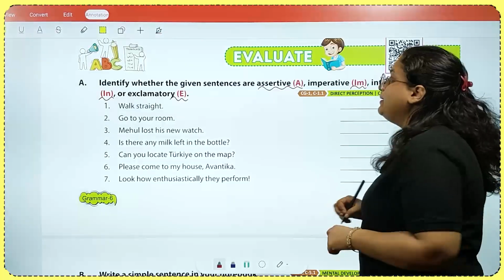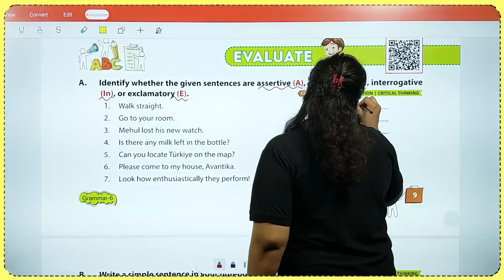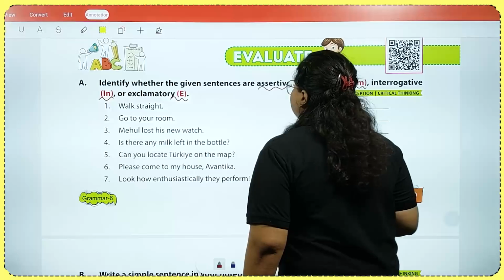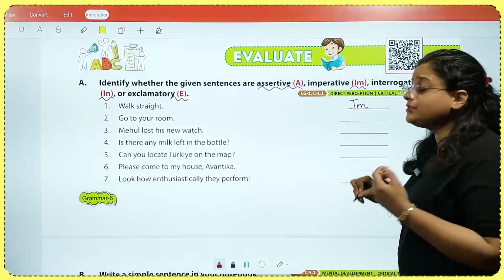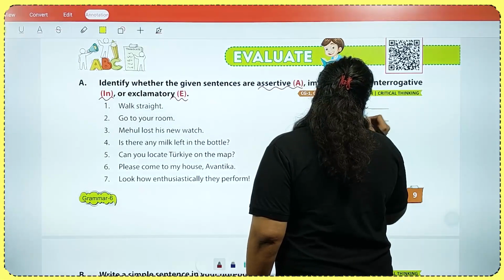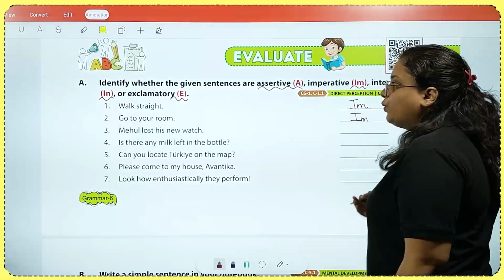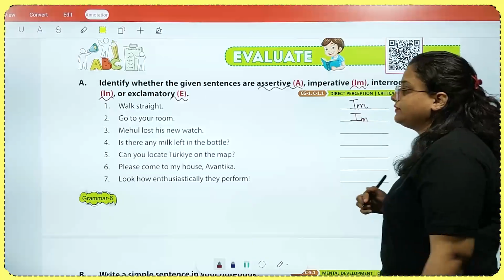So this is an imperative sentence. How is it an imperative sentence? Because we can see a sense of order in this sentence. Go to your room. This is also an imperative sentence because we are ordering the other person to do this. Mehul lost his new watch. So now what is this sentence? This is an assertive sentence.